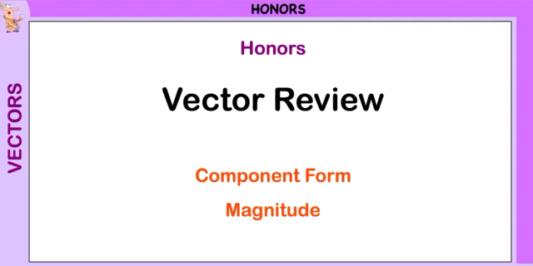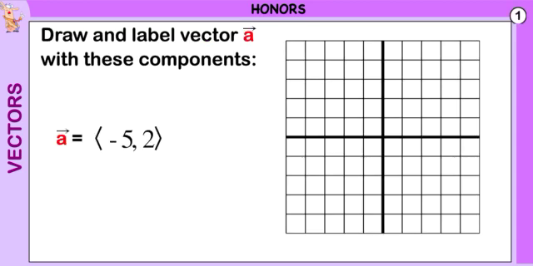This is a review of vectors, component form, and magnitude. Let's start with our first sample problem. Draw and label a vector, A, with these components.